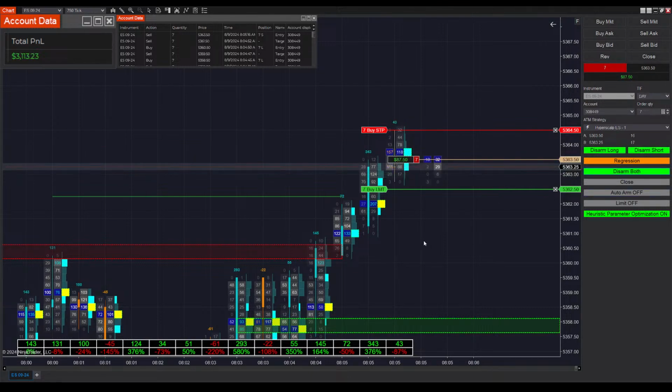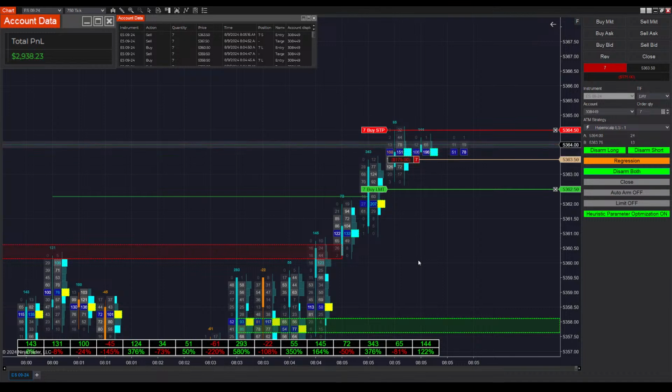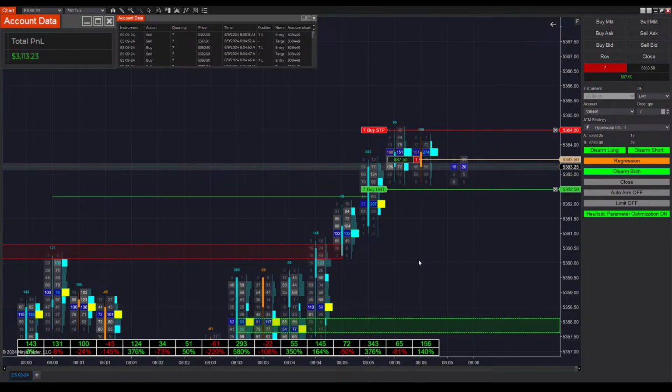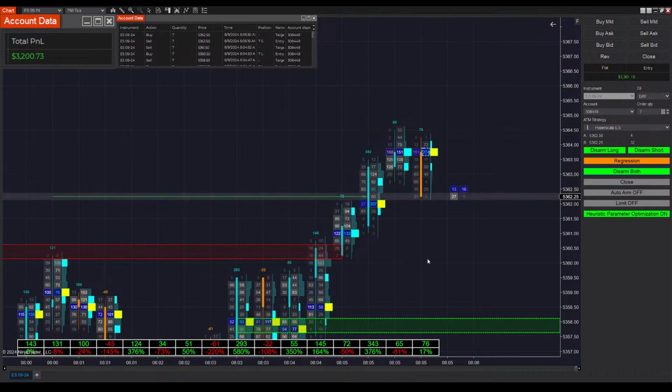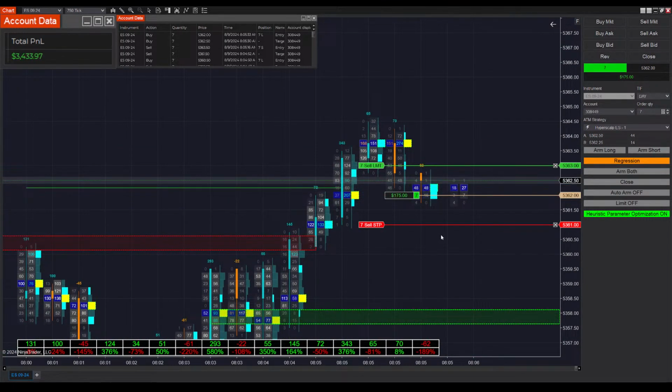Just got filled into a short position here. Up to 3,300 on the day now. Super solid so far.